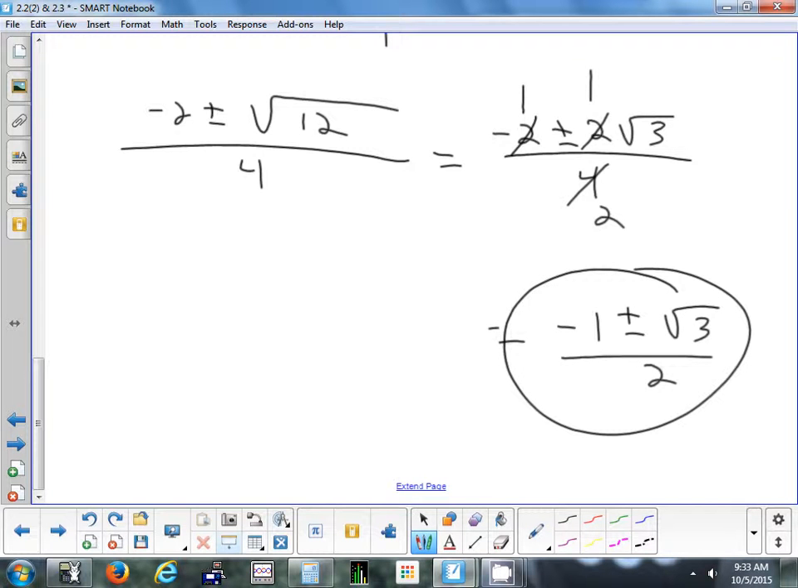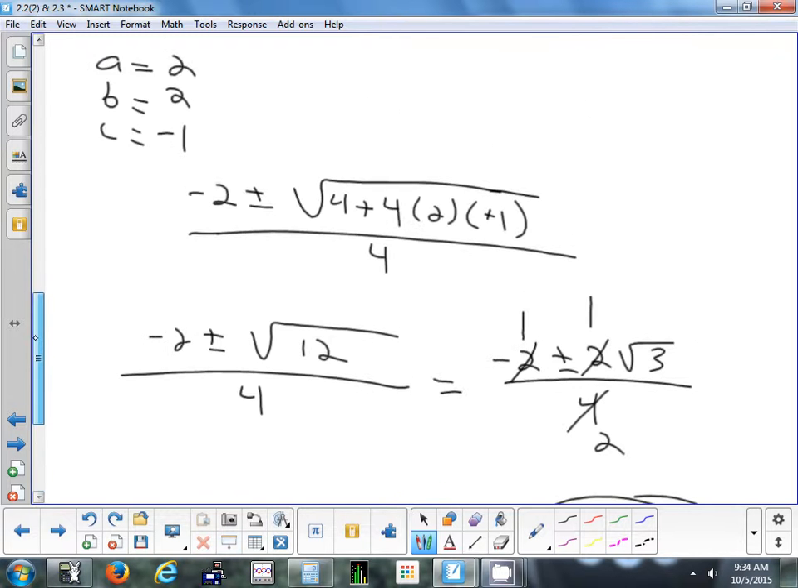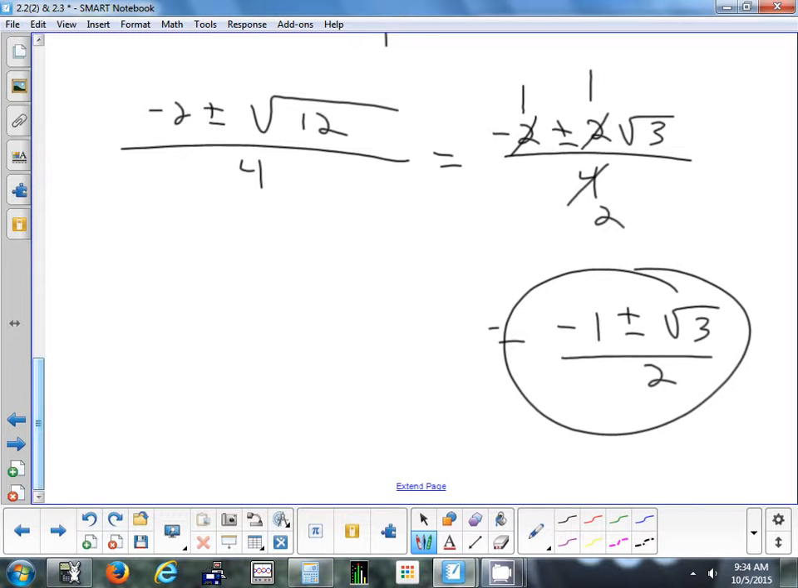Now you can also do this on the calculator. The only problem is it's going to give you a decimal. It's not going to give you this for the answer. So if you wanted to double check your answer, you could type this in, negative 1 plus square root 3 over 2, get the decimal, graph it, see if they match. Okay, but I need you to know how to find it this way, the exact answer, not just the decimal. Okay. Any question on quadratic formula? All right.